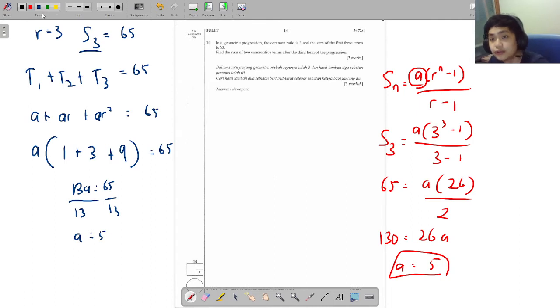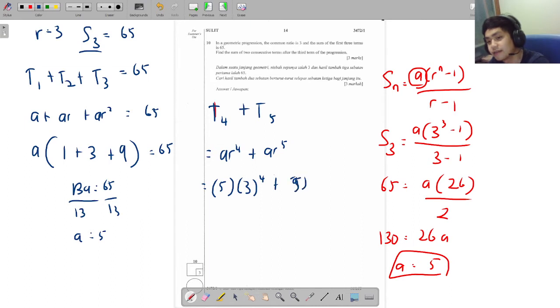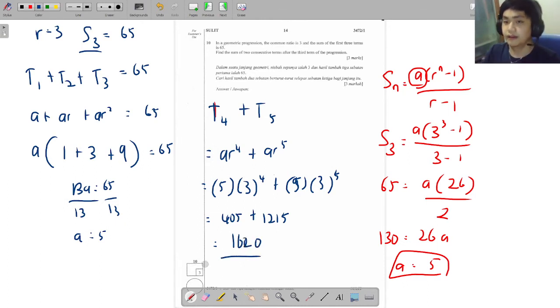Right? So they say find the sum of the 2 terms after the third term of the progression. So we basically need to find what is T4. Sorry, I should go back to blue. We need to find out what is T4 and what is T5, and we need to add them together. So T4 plus T5 is AR^4 plus AR^5. A is 5, R is 3. So we have 5 times 3 to the power of 4, that is 405, and we have 5 times 3 to the power of 5, that is 1215. So that is 1215 plus 405, and that is 1620. Right?